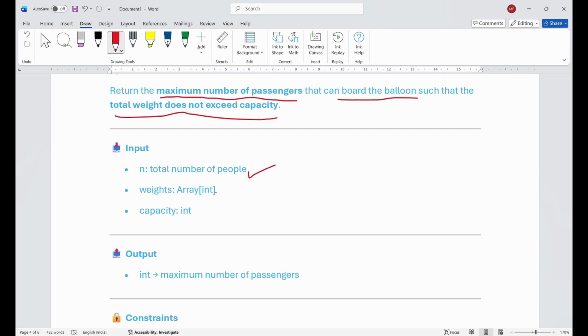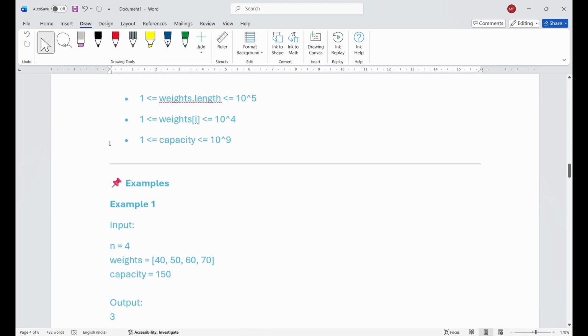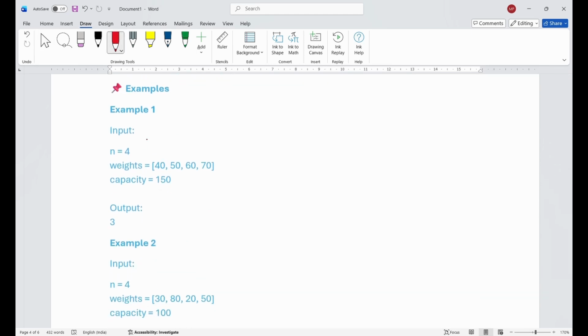The input will be n, the number of people, an array of weights, and the capacity. These will be the input given to us. The output should be the maximum number of passengers. This also we need to make sure. Constraints are given: the weights length, so the array consists of a minimum of one person and a maximum of 10 to the power 5 persons, and the weight of each individual is a minimum of 1 and a maximum of 10 to the power 4. The capacity is a minimum of 1 and a maximum of 10 to the power 9. We can make sure that there will not be any zero or negative capacity because the weights are always positive values only.